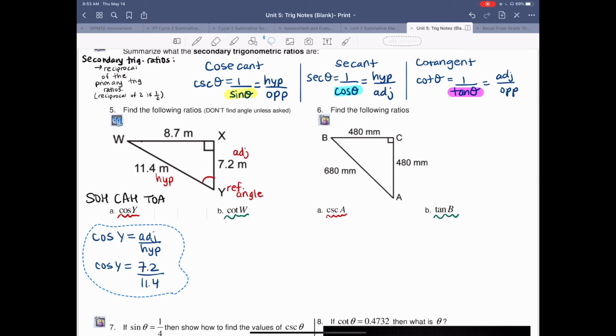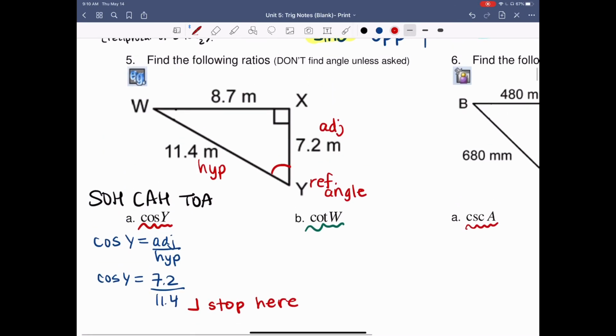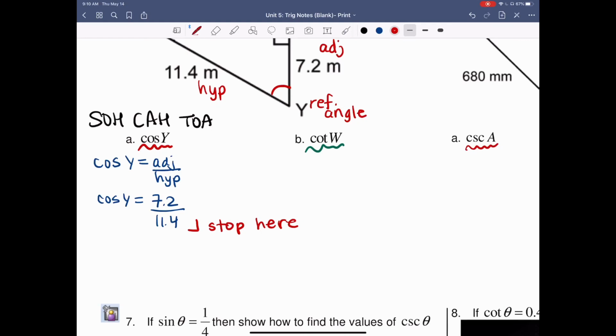and it's important that you stop at this point. Why is that? Well, they never asked for the angle, and I just need to stop there. So it's important that you know to stop here, because remember in the question, they never asked you for the angle, but they asked you for the following ratio. So the following primary or secondary trig ratios.